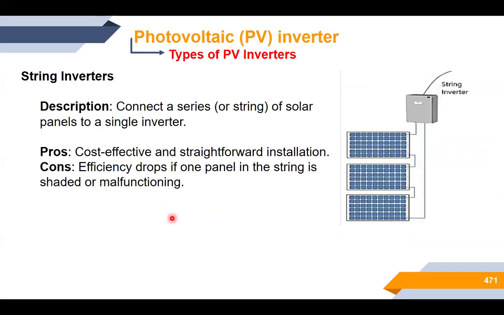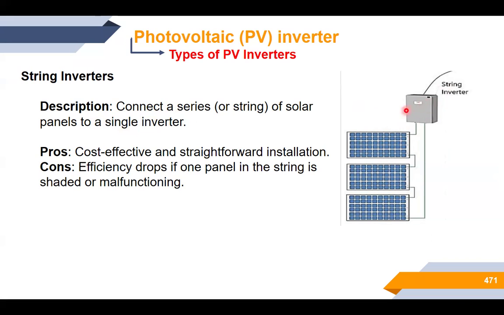The second one is the so-called string inverter. So this is a string. A string is serially connected modules. In the string inverter, we have one inverter for each string. By description, it connects a series of solar panels to a single inverter.